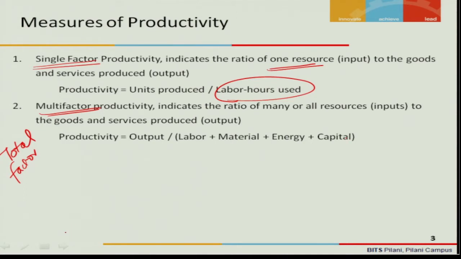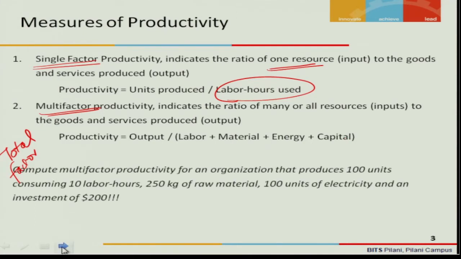Let us look at a simple example here. Compute the multi-factor productivity for an organization that produces 100 units. When we say produces 100 units, this is the output, we know. And what are all the inputs? 10 labor hours is one input. 250 kilogram of raw material is the second input. 100 units of electricity is the third input. And an investment of $200 is the fourth input.